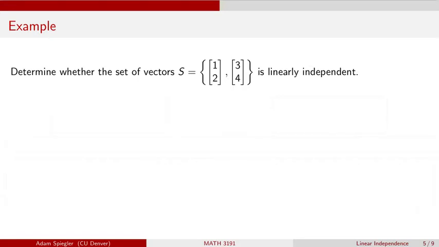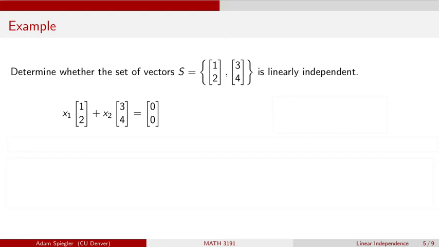Okay, let's consider the following example. We want to determine whether the set of vectors S, which consists of two vectors, the first vector being 1, 2, and the second vector being 3, 4, is linearly independent. Recall that by definition, this means we would want to consider the homogeneous vector equation x1 times the vector 1, 2 plus x2 times the vector 3, 4 equals the zero vector 0, 0.